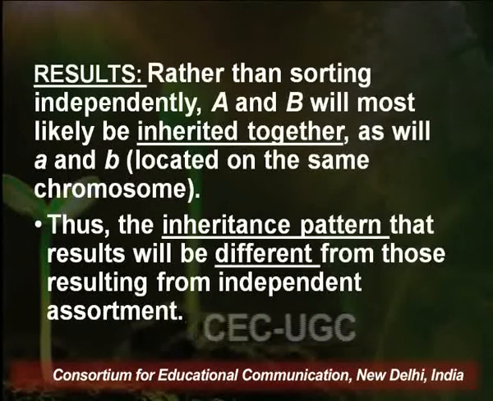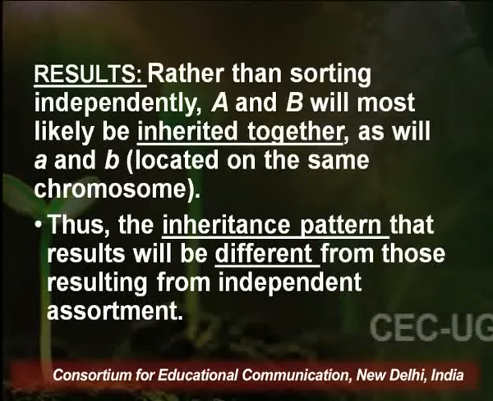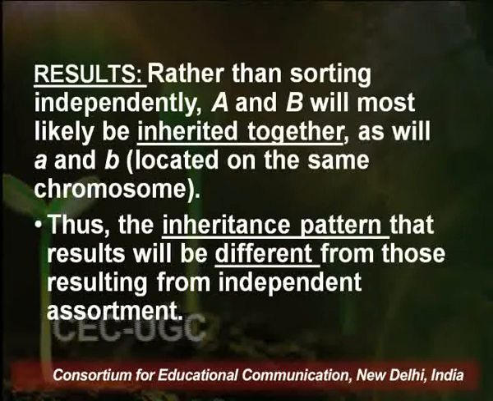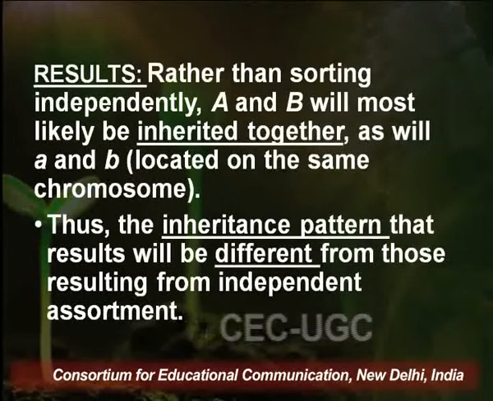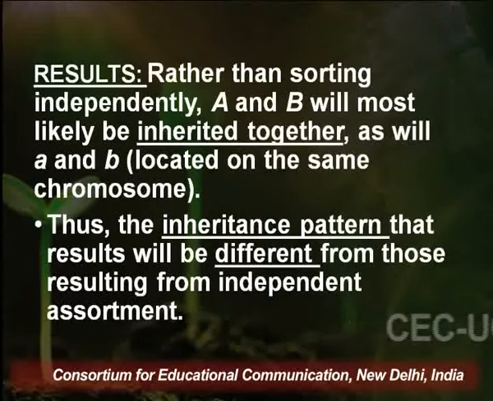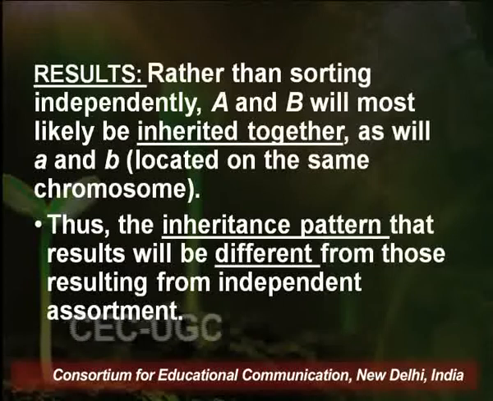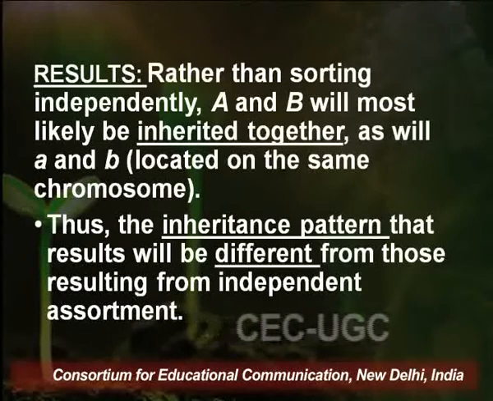So what are the results that we would get in the inheritance? We would find that rather than sorting independently, capital A and capital B would in all probability be inherited together, and likewise small a and small b will also be inherited together. So in other words, can we assume that the inheritance pattern in the result would be the same as that of 9:3:3:1? Definitely, this inheritance pattern will be different from those resulting from independent assortment.